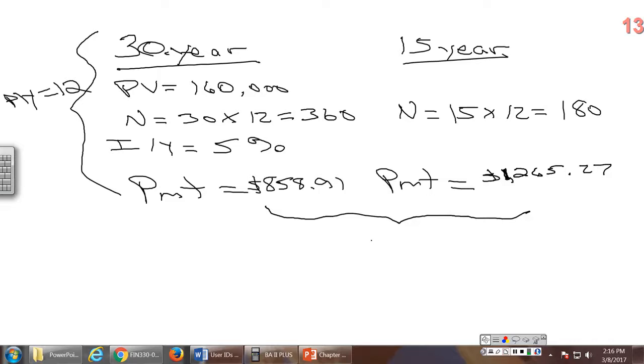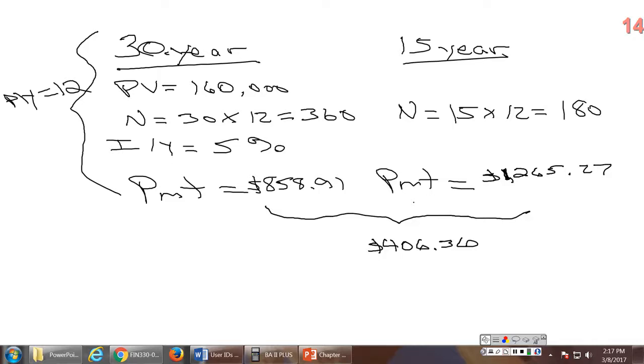Now, keep in mind that this is the same house. We are buying the same house. The only difference is we are financing one house for 15 years, and we're financing the same house for 30 years. You can see the difference in the payments, which is $406.36 per month. But again, it's the same house. It's the same yard. It's the same shrubs in front of the house. It's the same attached garage. It's the same fence in the back. I mean, everything is the same. We're just financing it differently.